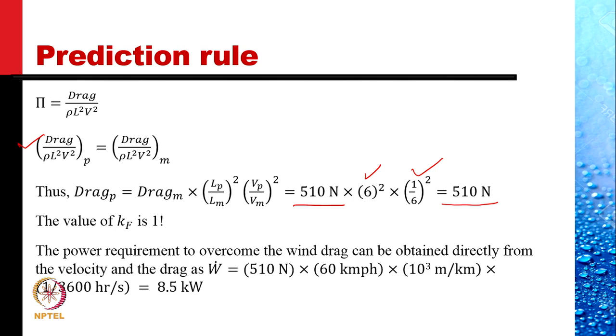The power required to overcome the wind drag can be obtained directly from the velocity and the drag, as power is equal to force times the velocity. We convert 60 kmph into velocity in meters per second, and we get 8.5 kilowatt. So this is the power that will be required by the car to drive at 60 kmph.